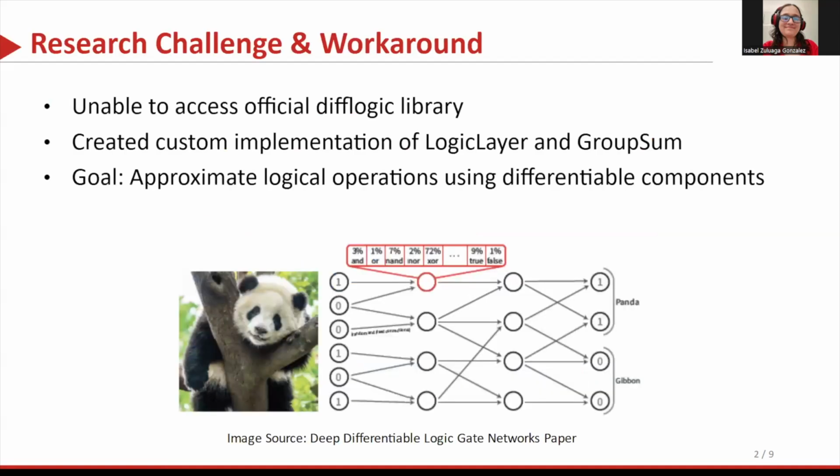So to talk about my approach, when attempting to implement the architecture described in the original paper, I faced a significant challenge. The official diff logic library was inaccessible to me due to my resource constraints. I also couldn't rely on my teammates, because each needed to concentrate on their own part of the project. So I created a custom implementation of the core components, the logic layer and group sum classes. This workaround aimed to approximate the same logical operations using principles from fuzzy logic, all within a differentiable framework.